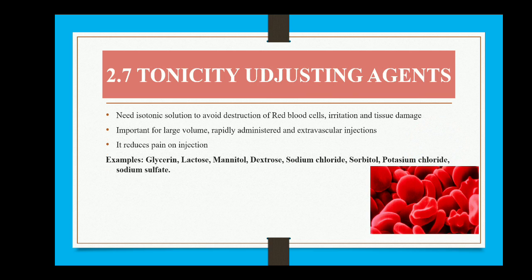Moving on to the next additive used in the preparation of parenteral products are tonicity adjusting agents. Isotonic solution is needed to avoid destruction of red blood cells, irritation and tissue damage. It is important for large volume parenterals, rapidly administered and extravascular injection. It mainly reduces pain on injection. Examples include glycerin, lactose, mannitol and so on.